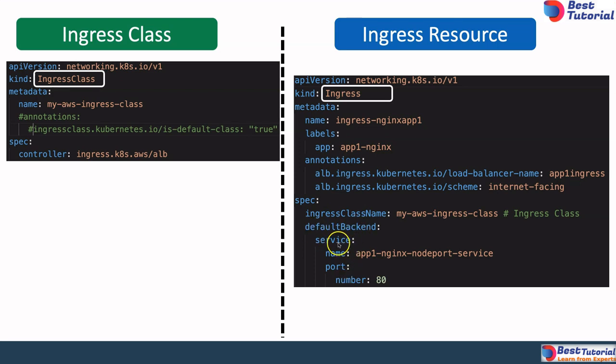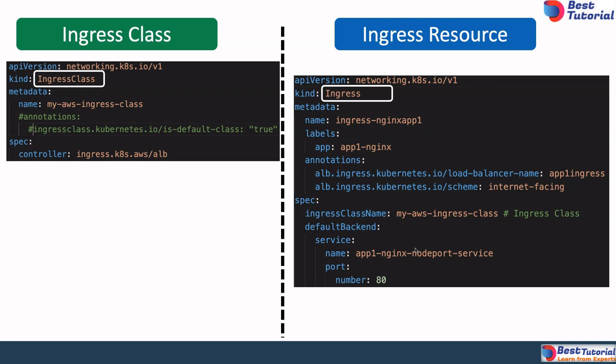So this default backend has a service whose name is app1 Nginx node port service, and this node port service will be listening on port 80. Which means this application load balancer will have a default backend which will send the traffic to the Kubernetes service of type node port, and inside this node port you will have selector labels which will be pointing to your Kubernetes deployment, where you will have the app1 Nginx deployment.